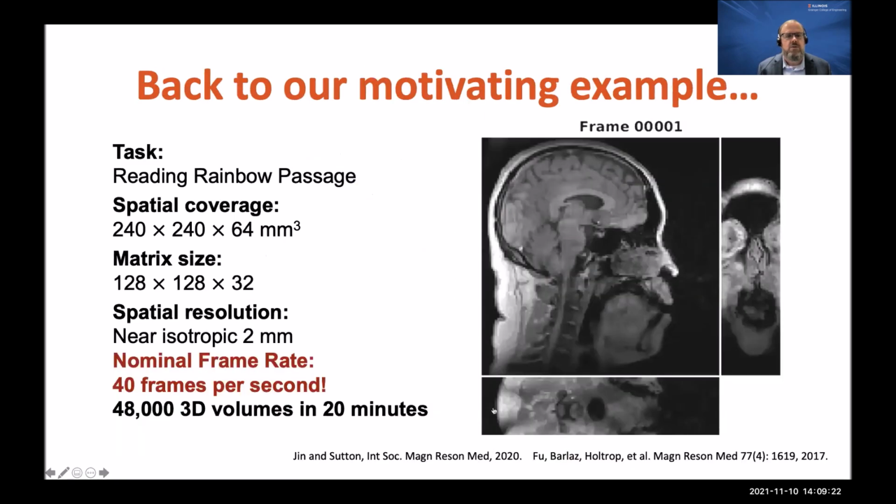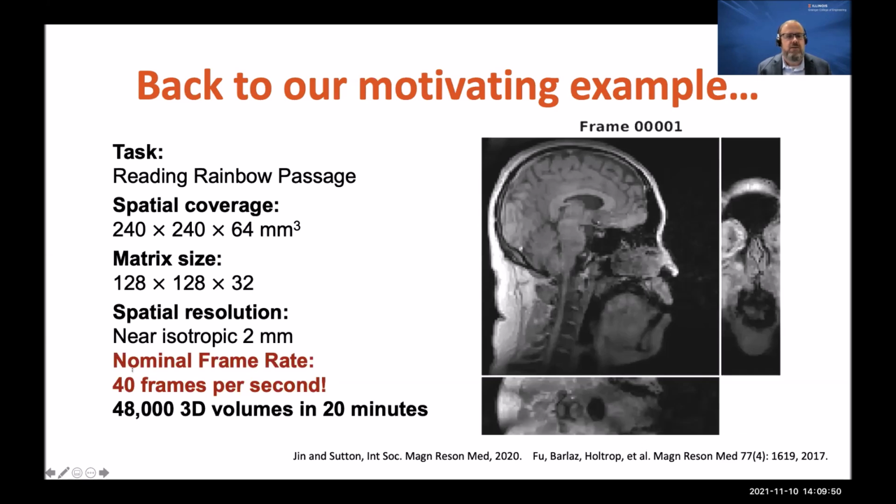Okay, so back to our motivating example here. We have this 128 by 128 by 32 matrix size speech imaging that we're doing. The subject is just in the scanner reading a computer screen that has the Rainbow Passage, and probably people are not familiar with it, but it's the one that starts, sunlight strikes raindrops in the air and turns it into many beautiful colors. The person is reading that, and we get near isotropic 2D, or 2 millimeter, resolution.